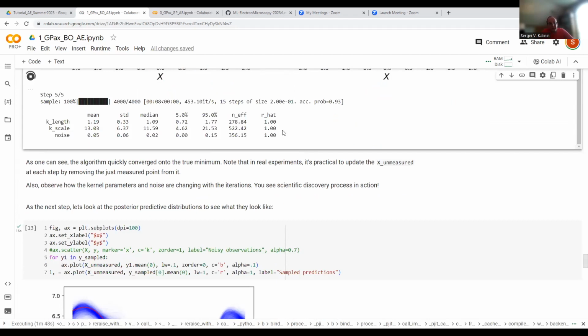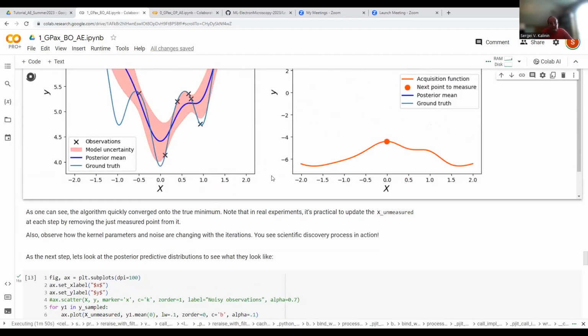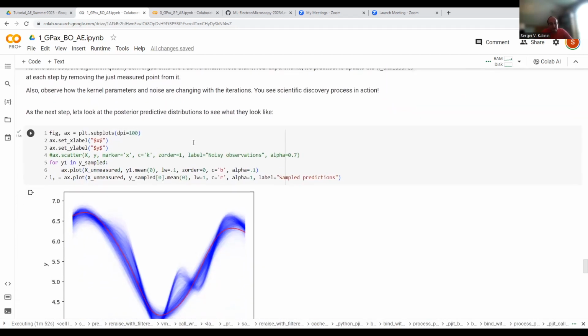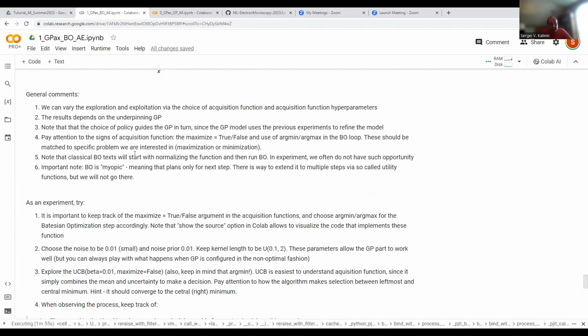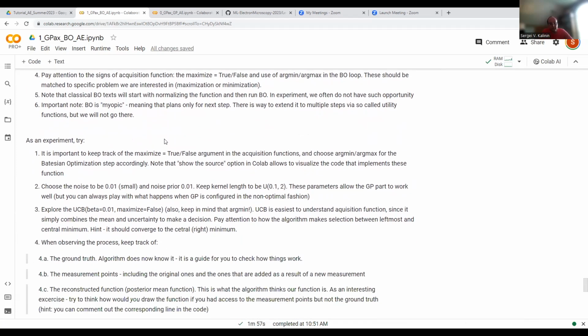This being said, let's stop the Colab here. So again, I have suggested several experiments that you can play with. First of all, make sure that you keep track of the codes, whether you want to maximize or minimize the function. That depends on whether you choose true or false argument. And also you need to choose either argmin or argmax for the step, so whether you want to maximize the acquisition function or not.